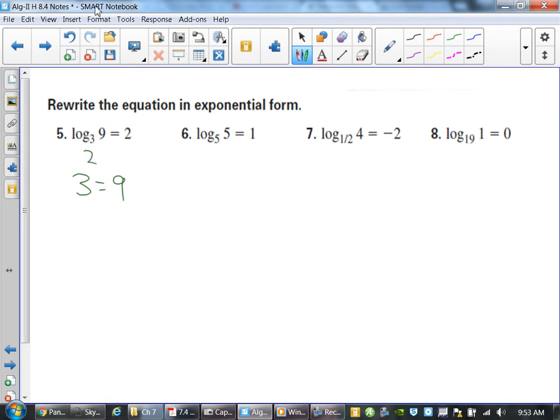Next one. 5 first. Next one, x squared. 1/2 to the negative second equals 4. And last but not least, 19 to the 0 equals 1.